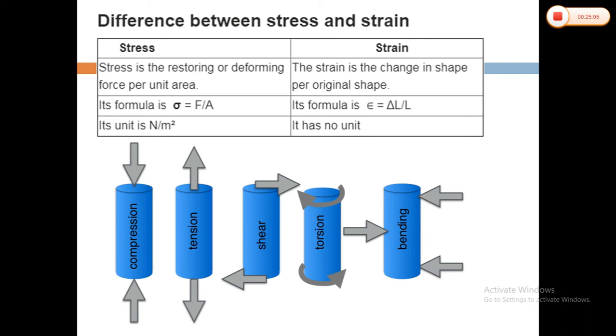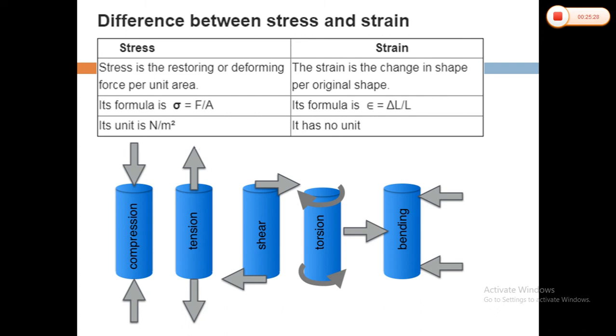This is a pictorial representation here. Stress is force per unit area, and strain is change in shape per original shape, or change in length per original length. That is called as strain.